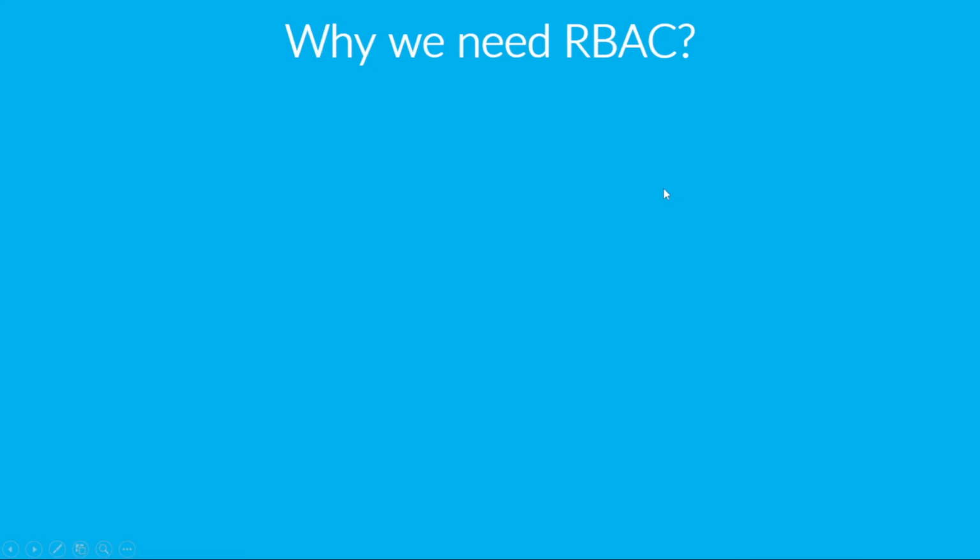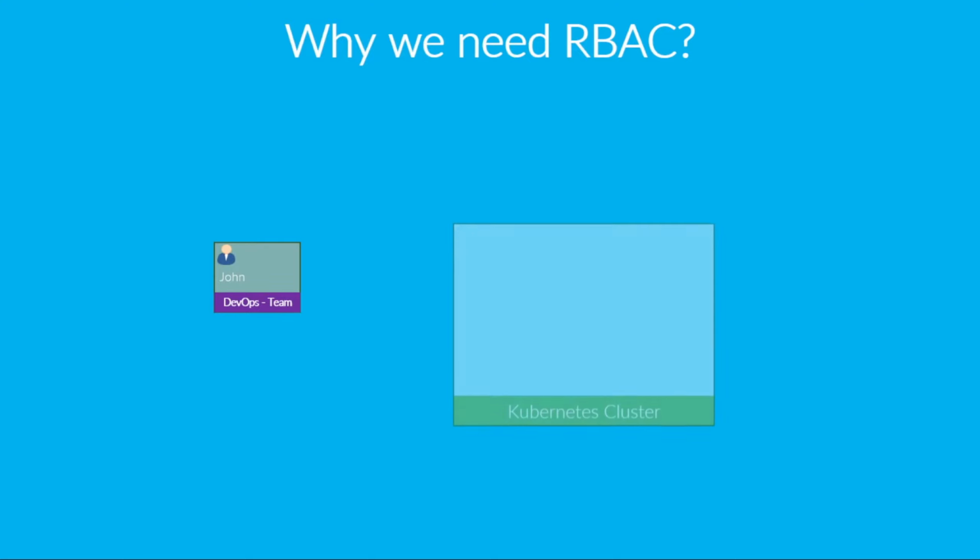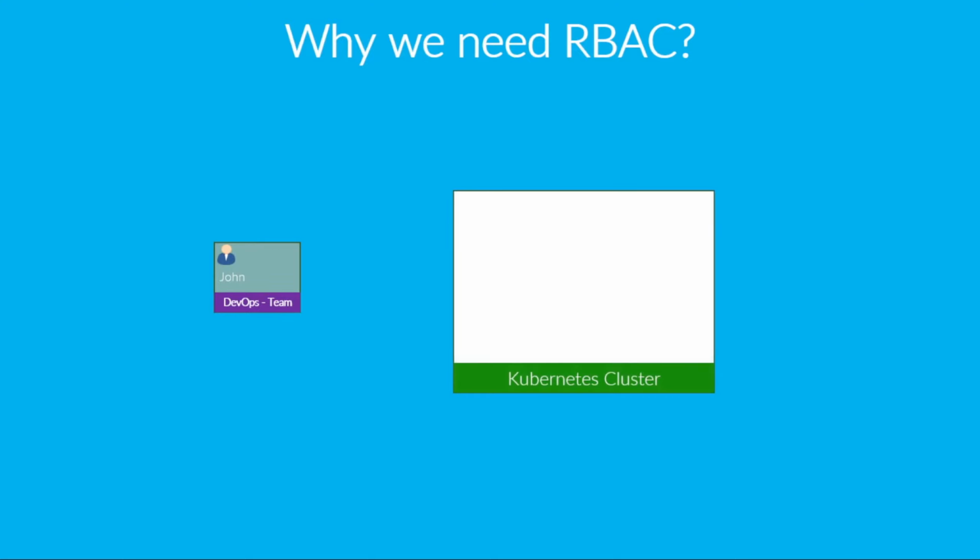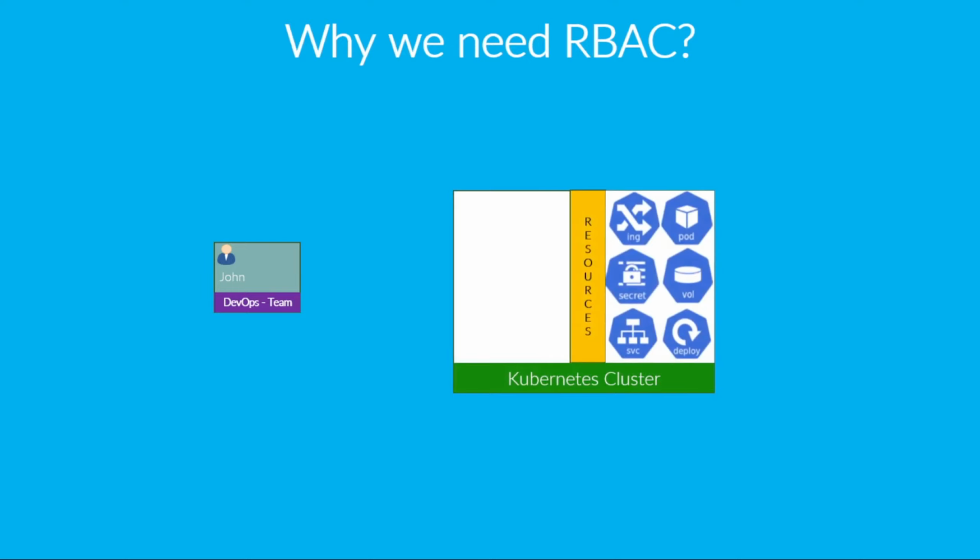First, we need to understand why we need RBAC. Here I would like to give one scenario. I have a team called the DevOps team. That DevOps team has a user called John. John needs to access the Kubernetes cluster, where there are a lot of resources like pods, deployments, secrets, ingress, etc.